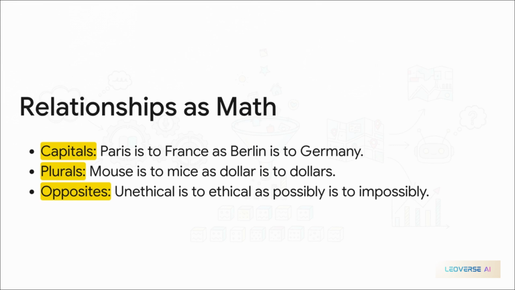The model learns from the data. It figures out that Paris is to France what Berlin is to Germany. It learns grammar, like plurals. It even learns opposites. All of this deep semantic knowledge gets baked right into the geometry of this word map.